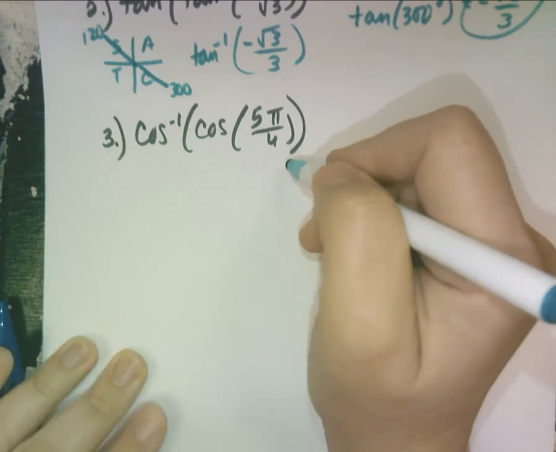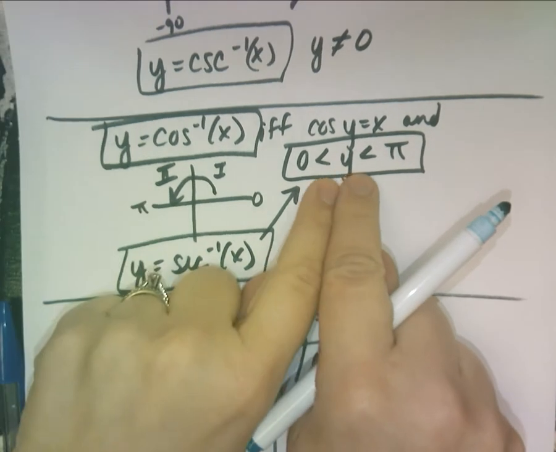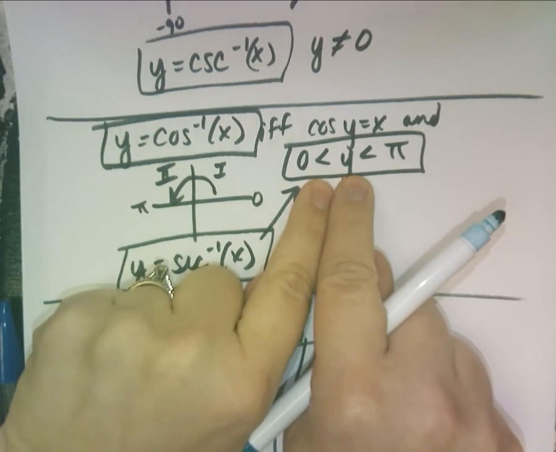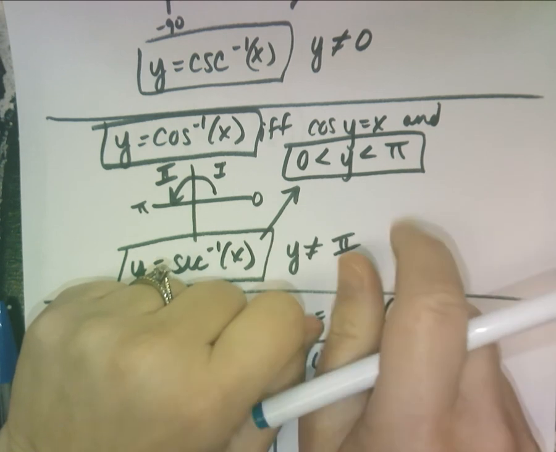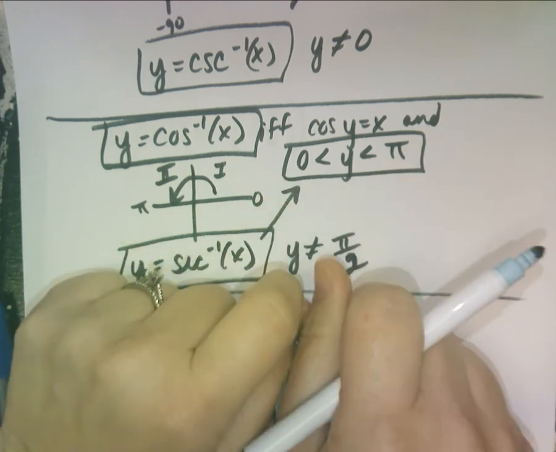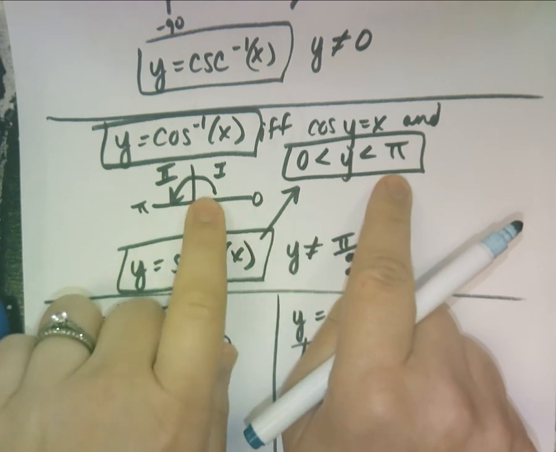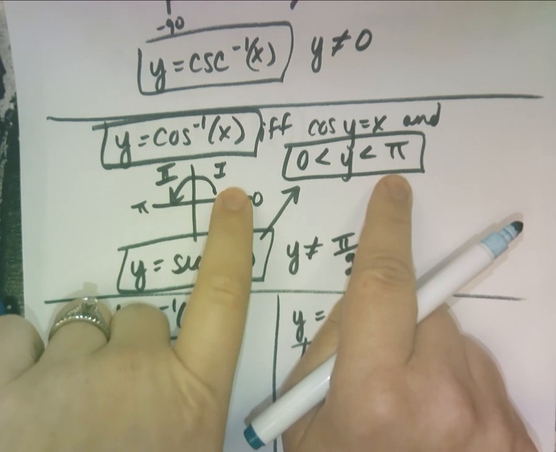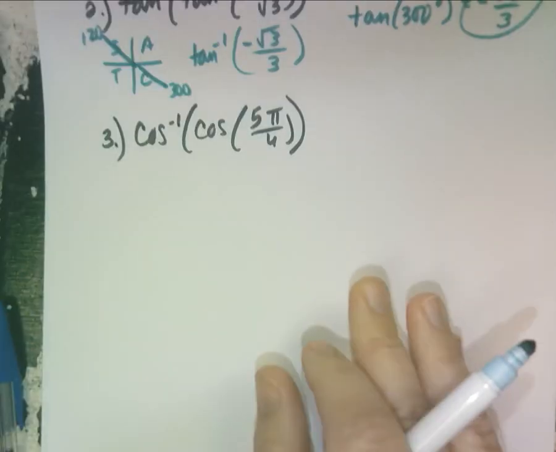But the problem is, according to the inverse trig functions that I just was talking to you about, 5 pi over 4 won't fit. 5 pi over 4 is not between 0 and pi. Remember, pi is 4 pi over 4, so I have to be between 0 and 4 pi over 4. Okay? So what could we do? Well, I could somehow make it fit to be in quadrant 1 or quadrant 2. So you just work it out to be in quadrant 1 or quadrant 2.